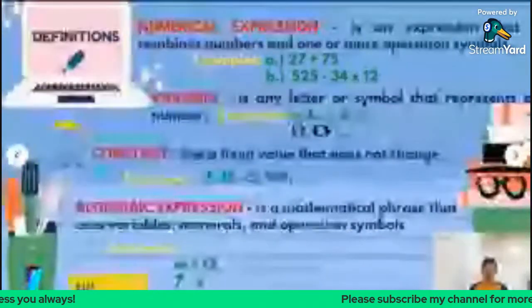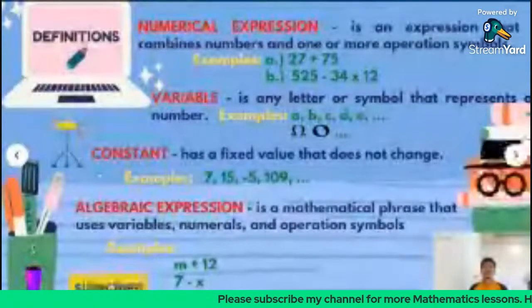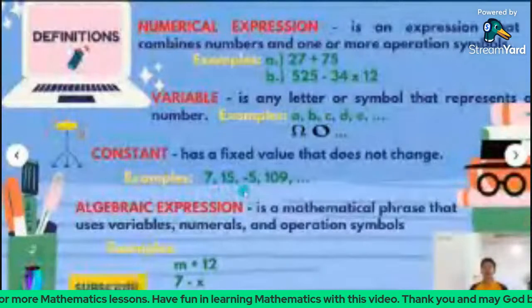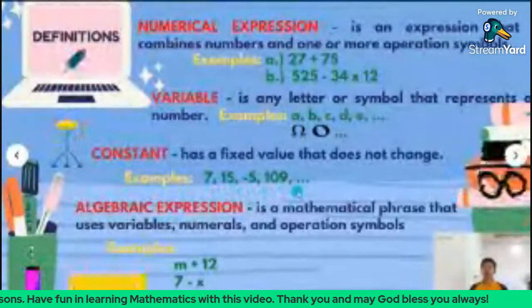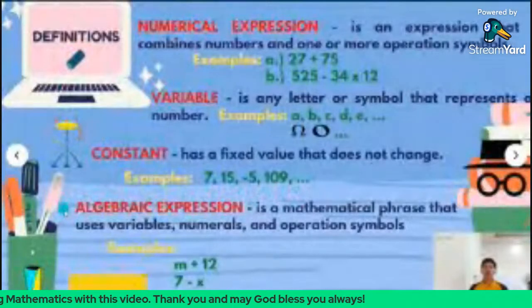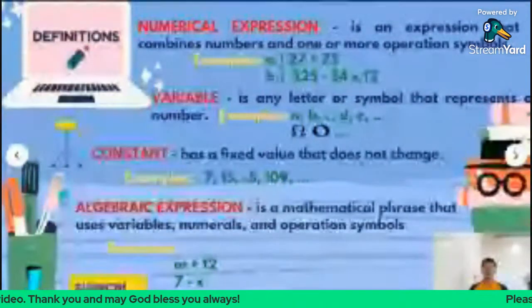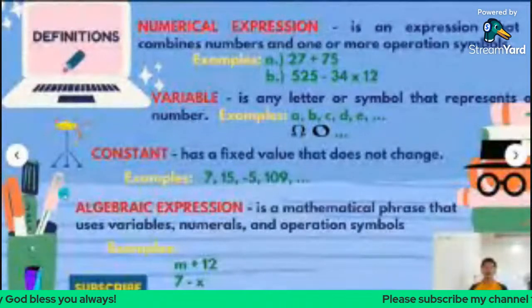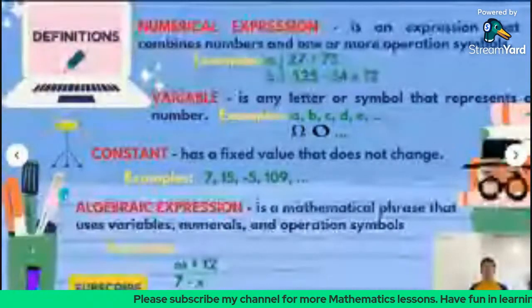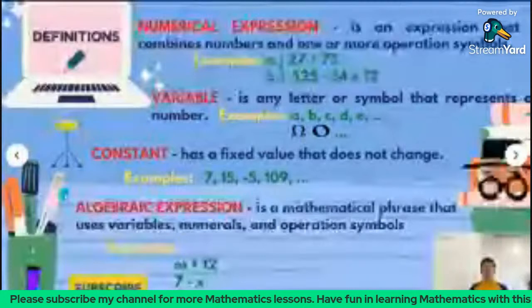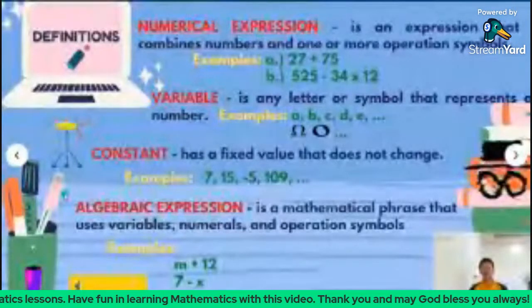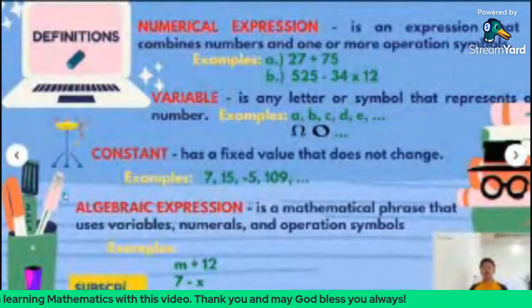Next is constant. A constant has a fixed value that does not change. Examples: we have 7, 15, negative 5, 109, and so on and so forth. Now let's proceed to the algebraic expression definition. An algebraic expression is a mathematical phrase that uses variables, numerals, and operations. Examples: m plus 12, 7 minus x, and 6w.